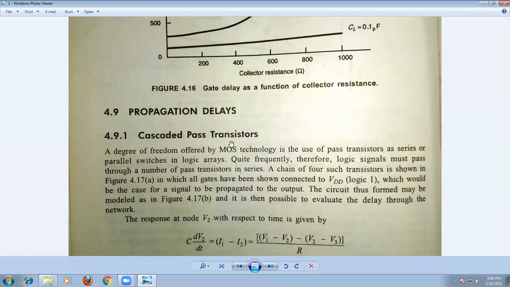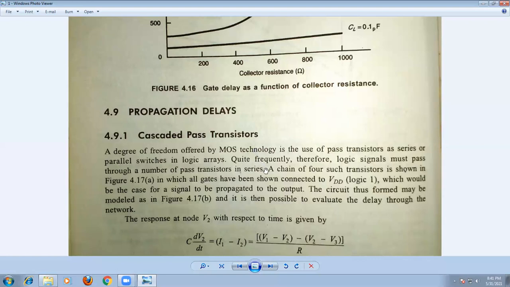We'll discuss this now in this section. First, we can go for cascaded pass transistors. As we know, in MOS technology we are using pass transistors as switches in logic circuits. It may be either a series connection or a parallel connection. This is the main freedom we have in MOS technology: you can use the pass transistors as either series or parallel switches in the logic circuits.